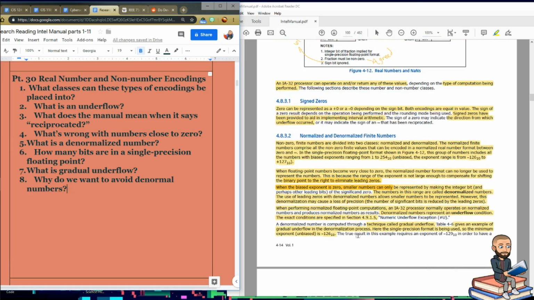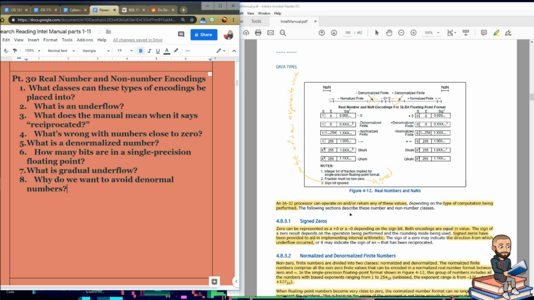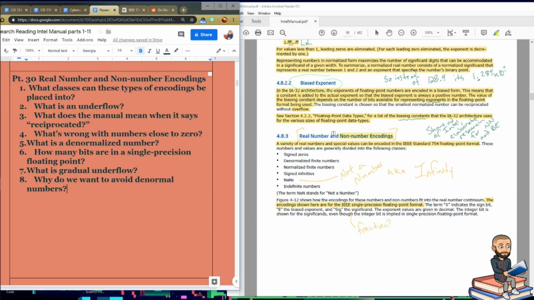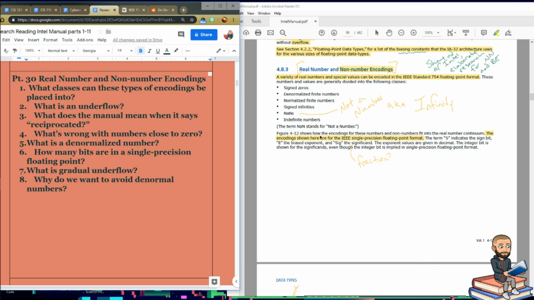And I think after covering the normalized and denormalized, the concept of having signed zeros, and then an introduction here on just real number and non-number encodings, this will be good for this video.